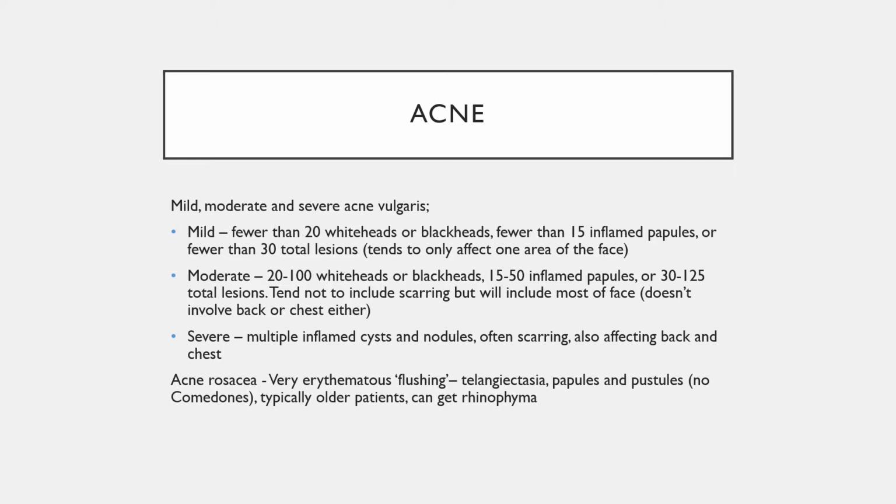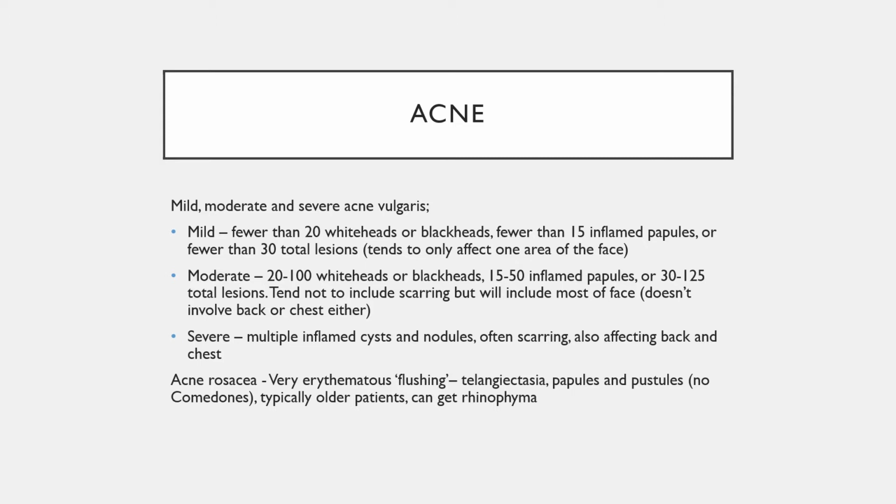And also you can get inflammatory acne vulgaris, which can present with anything from macules, papules, pustules. You can have nodules and cysts with that as well. The way that this is classified is based on the number of comedones that you get, how inflamed they are, and also where they're located. So the severe acne being those that involve cysts, nodules, usually some scarring, and also tend to affect the back and chest as well as the face.